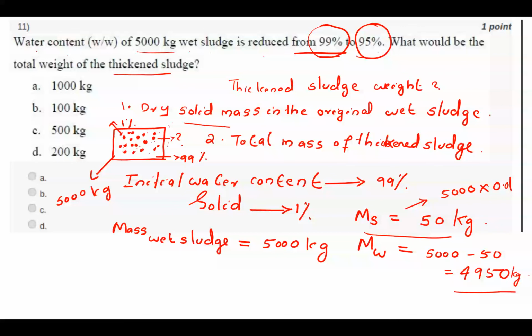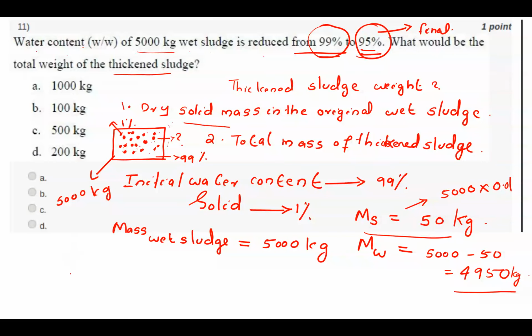That we got. Now it is given the water content of this total sludge is reduced from 99 percentage to 95 percentage. The final is 95 percentage. Final wetness is 95 percentage. So what would be the total weight of the thickened sludge?